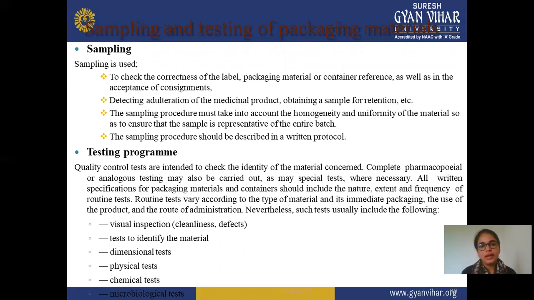Written protocol and testing program: in this, quality control tests are intended to check the integrity of the material concerned, complete pharmacopoeia. Packaging material and container specifications should include the nature, extent and frequency of routine tests. Routine tests are chosen according to the type of material, immediate packaging, use of the product and route of administration. Next is visual inspection, test for identity of the material, dimension test, physical test, chemical test, and microbial test.